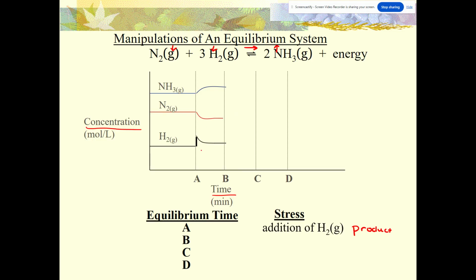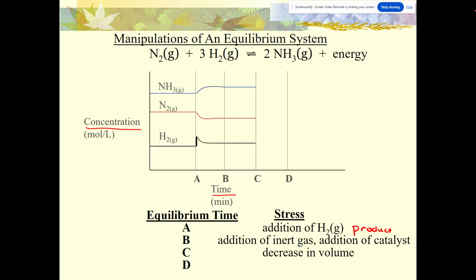Okay? So that initial spike, if you are trying to identify based on being given a diagram what happened here, if one thing spikes up or down, that means you've added or removed that one thing. Okay? Next, we're going to add an inert gas or catalyst. Nothing happens. Flat line. Okay? Nothing is shifting. Nothing is being added or removed. There's no change.